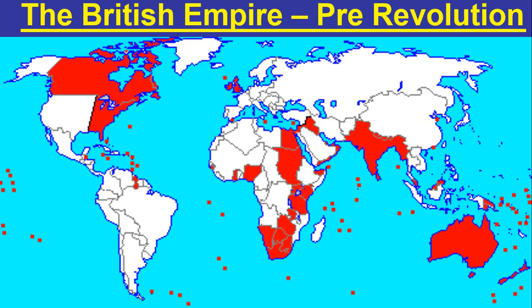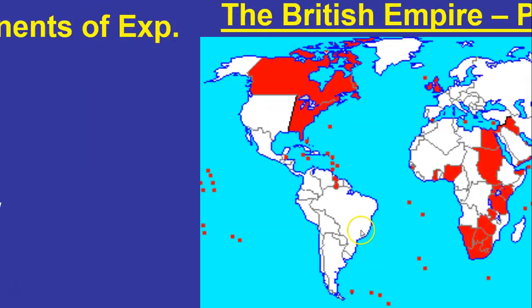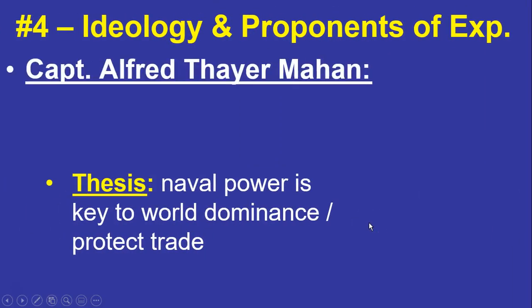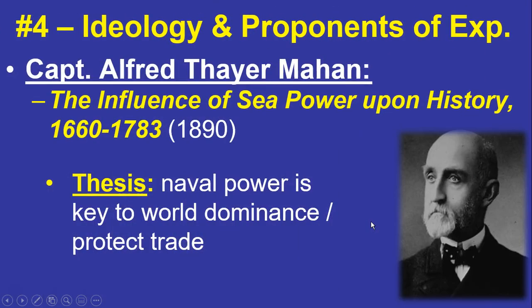Well, you have to have something very specifically important to do that. You have to have bases. Notice what Britain has all over the place, and you have to have ships. And this is where we get into ideology. The most important person you really need to know, and this guy you've got to know, Alfred Thayer Mahan, a U.S. naval officer and philosopher, ideologist, wrote several publications, one of them being The Influence of Sea Power Upon History from 1660 to 1783.